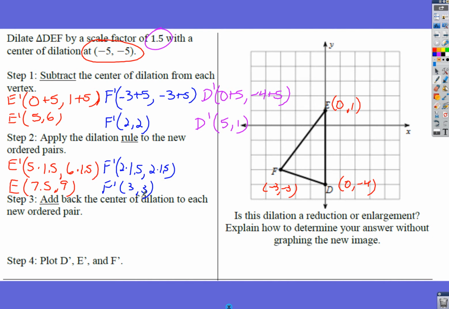Finally, purple. D. 5 times 1.5, comma 1 times 1.5, and that's gonna give me 7.5, comma 1.5. But I'm still not done, because now what do we have to do at the end? Go back to that center of dilation, but instead of subtracting it, now we're gonna add it. What happens when you add a negative? Yeah, subtract.